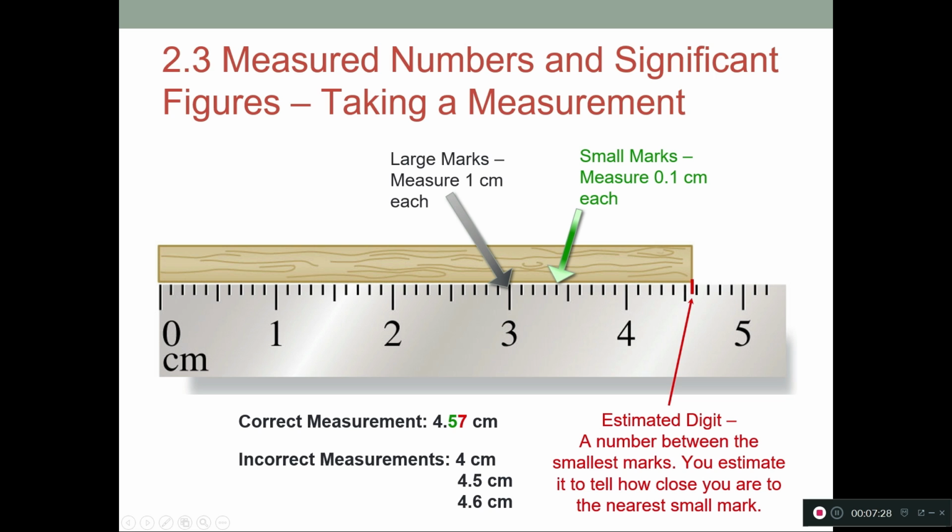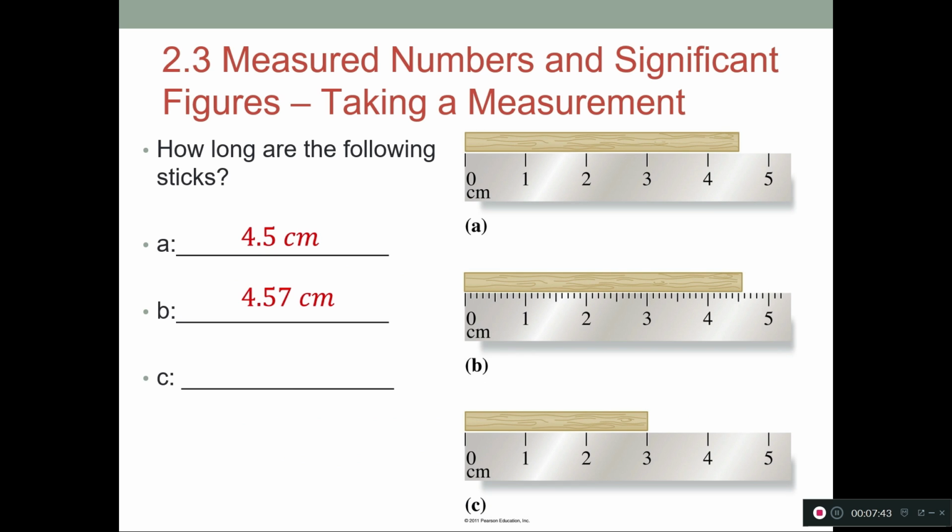And so the incorrect measurements on here would be if we just call it 4 centimeters or 4.5 or 4.6, because again, it lies somewhere in between those two smaller tick marks. And so that means we can go one more place past the decimal with it. And so that gives us 4.57 centimeters there.